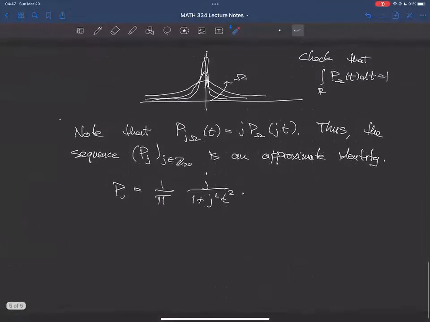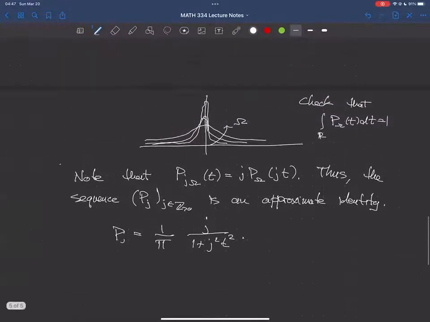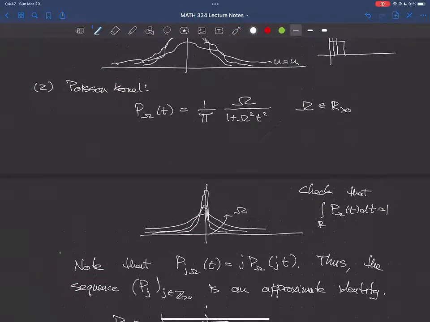And so there's another very interesting way of using the Poisson kernel. Let's now think of omega not as a parameter, but as a variable itself. So let's think of P as a function of omega and t. And what I want to do instead is replace omega with 1 over omega.